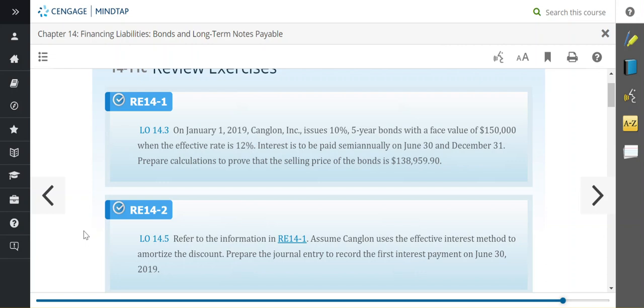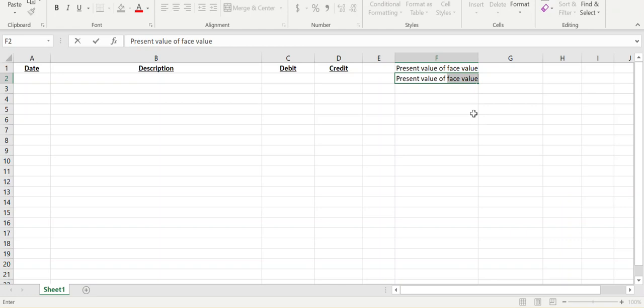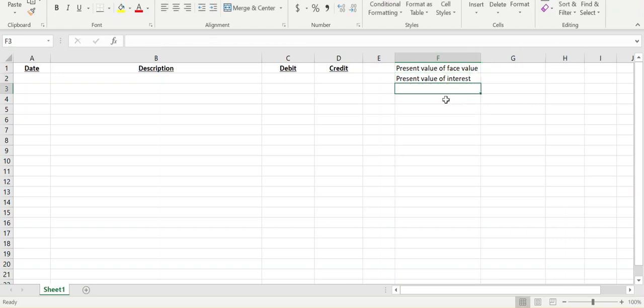And they want us to prepare the calculations to prove that the selling price of the bond is $138,959.90. So we need to actually do our calculations. We need to figure out our present value of the face value, and we need to figure out the present value of the interest payments that we're going to make. So two different components. Remember, whatever company is issuing the bond is the one that is actually selling the bond in order to get the loan.